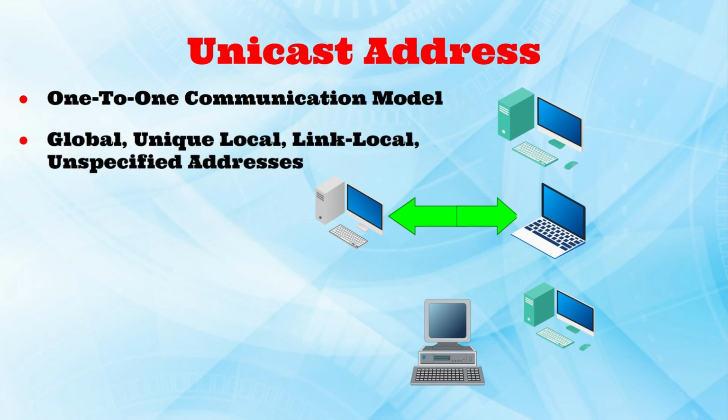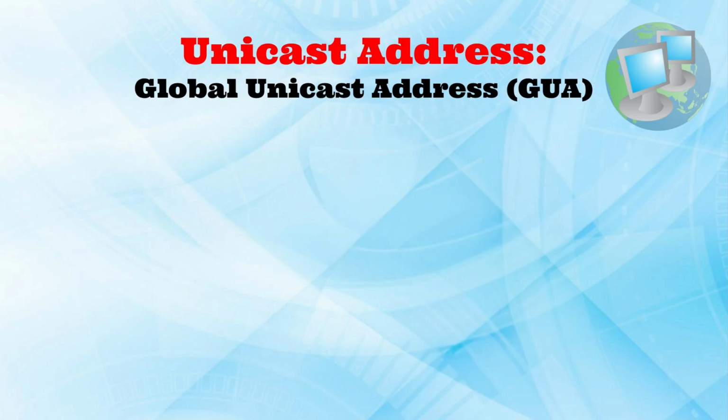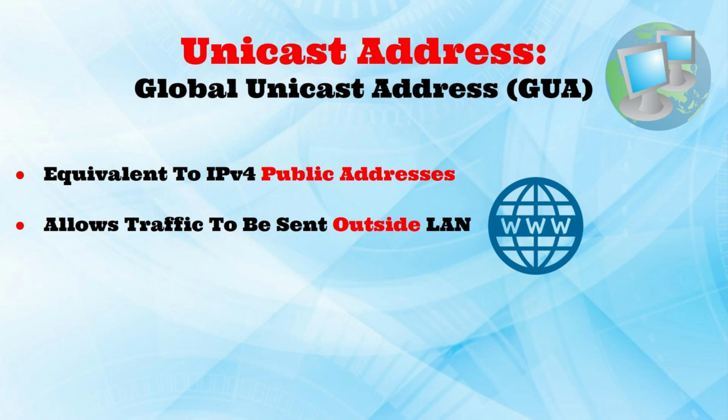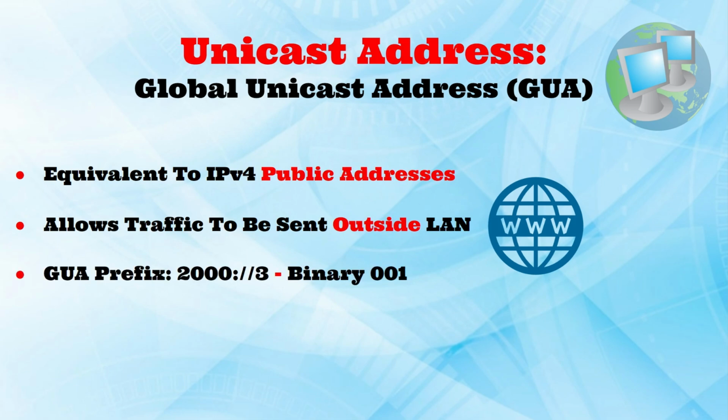Four common types of IPv6 unicast addresses are global address, unique local address, link local address, and an unspecified address. To start, global unicast addresses are equivalent to IPv4 public addresses. They allow a single interface or node to be exclusively identified on the Internet. This allows data to be sent outside of the local area network. You can identify this type of address by looking at the prefix. All global unicast addresses start with this same prefix. In binary, they will start with 001.